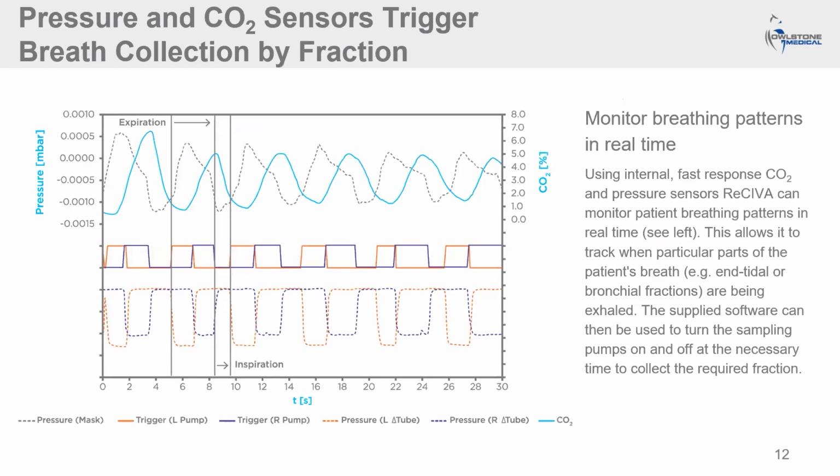Here's what a breath collection looks like. The Reciva has CO2 and pressure sensors that monitor tidal breathing in real time, shown here at the top. The Reciva also has two pumps, so what you see in the middle is that during expiration, the pumps are being activated sequentially. So in a single breath collection, there are two different breath fractions captured, alveolar and bronchial. The pumps are programmable, so it is possible to collect the whole breath sample.